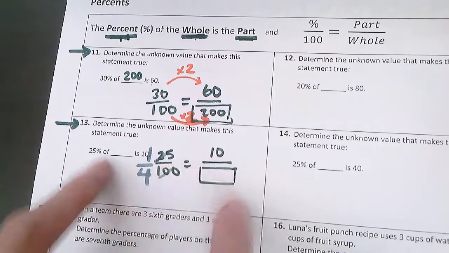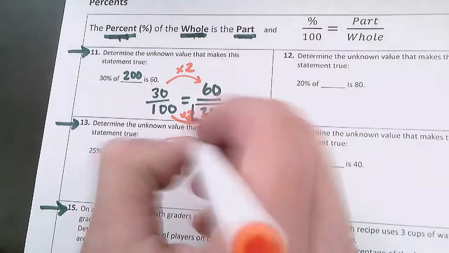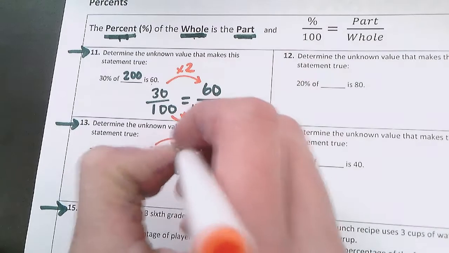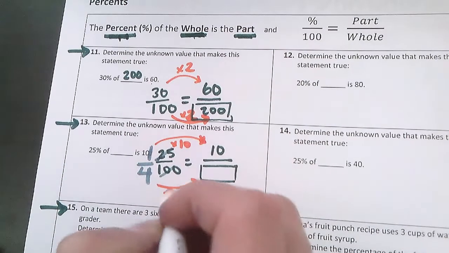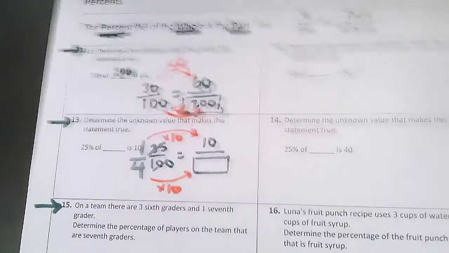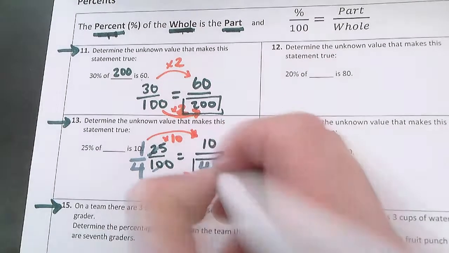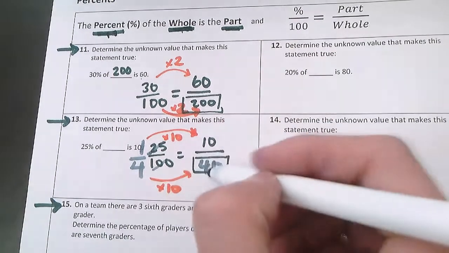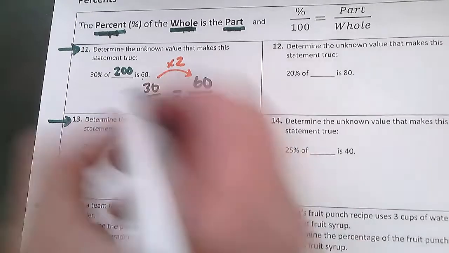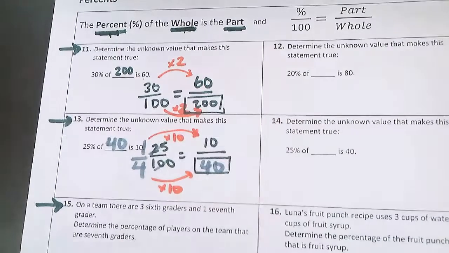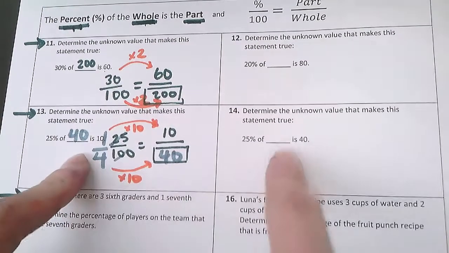Is there some number that I can easily multiply 1 by to get to 10? Yep, I'm multiplying 1 times 10 to get to 10, and if I'm multiplying that number by 10, I'm multiplying that bottom number by 10. 4 times 10 is 40. So 10 out of 40 is the same thing as 25%. So 25% of 40 is 10. Okay, with this strategy, you should be able to solve number 14.